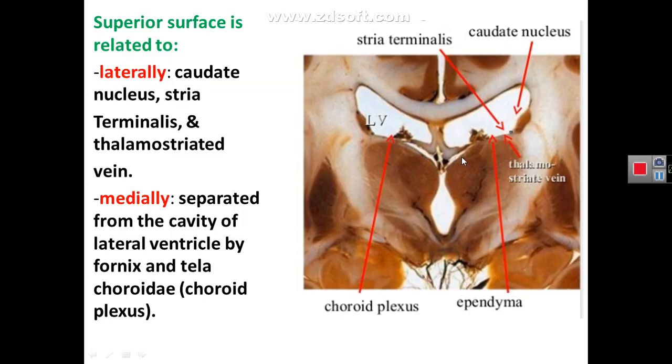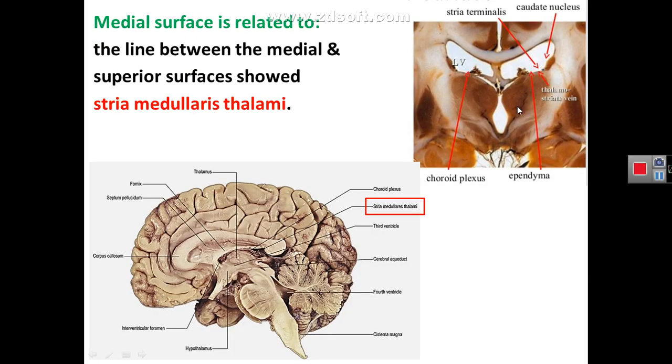So now we will discuss relations of the surfaces of the thalamus. As I said, the superior surface is related to the cavity of the lateral ventricle, but it is laterally related to the caudate nucleus, and in between the caudate nucleus and the thalamus is the thalamostriate vein, which is shown here, and the stria terminalis. Also, the thalamus superior surface is separated from the cavity of the lateral ventricle on its medial part by the fold of tela choroidea containing choroid plexus. The medial surface is related to the cavity of the third ventricle, as we said.